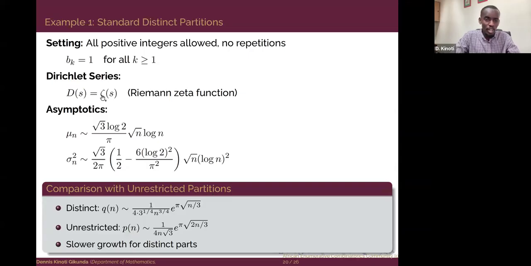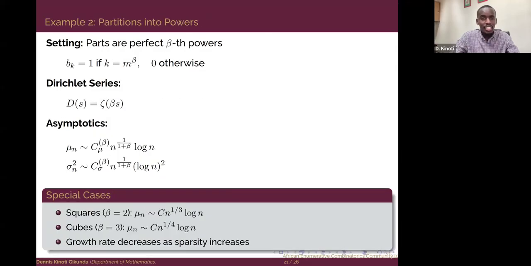We have some examples. If you have the standard partition with distinct parts, your BK now becomes 1 because we don't have various variable distinctions. Every number appears just once. So our Dirichlet series becomes the Riemann zeta function, and this is what we have as our asymptotics for mu n and sigma n squared. There is a comparison with some results we have for the unrestricted case. Here it's partitioned into powers. Whatever powers, this is what we have.